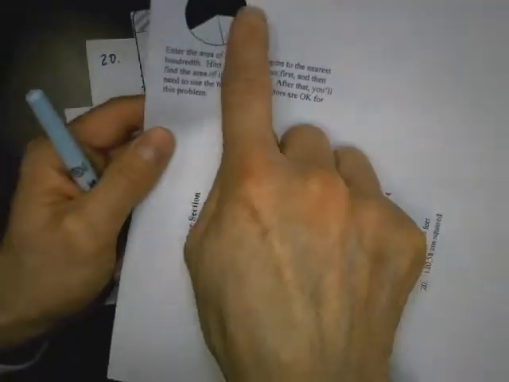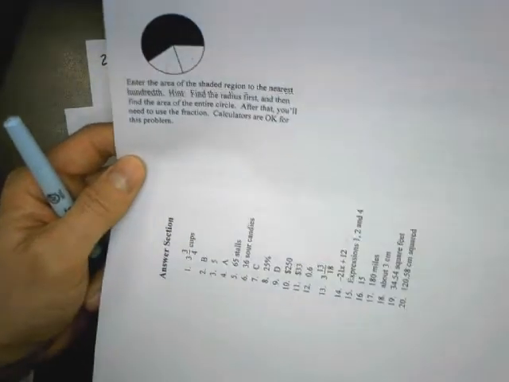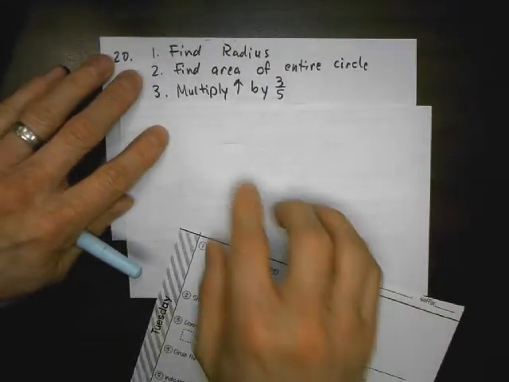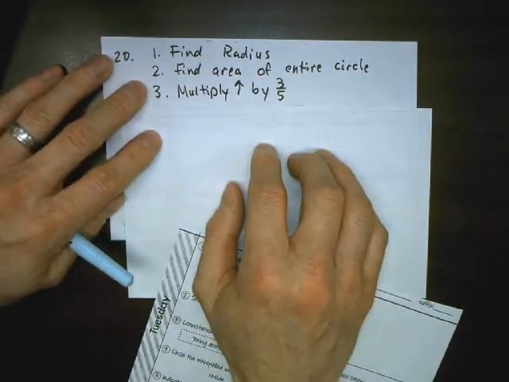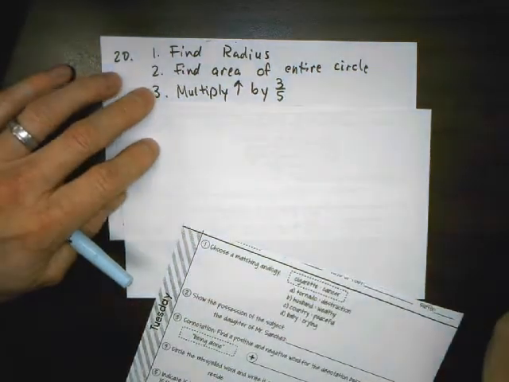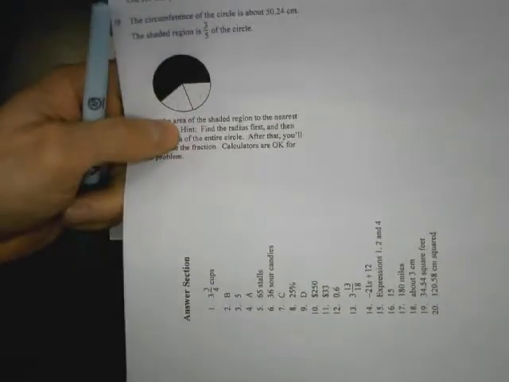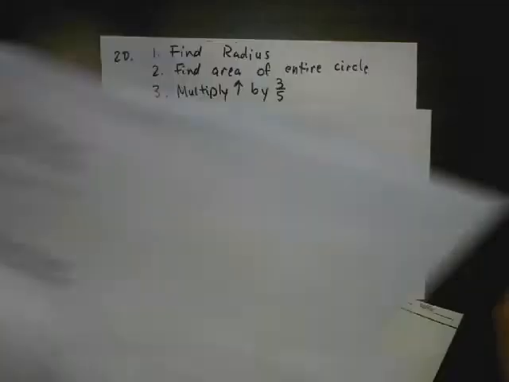19, they give us a shaded region. And we can see from that problem that it's divided into fifths, and 3/5 is shaded. So our goal is to find the area for the whole circle and then take 3/5 of that. How do we do that? Well, first of all, we got to get the radius for the circle. And then after we get the radius, we get the area of the whole circle, and then we just multiply it by 3/5 because 3/5 is shaded and 3/5 of means 3/5 times.